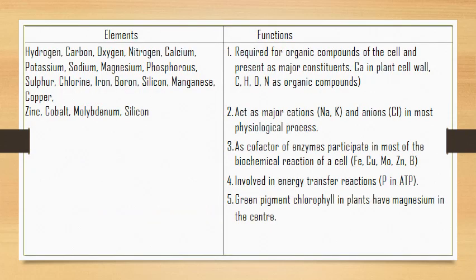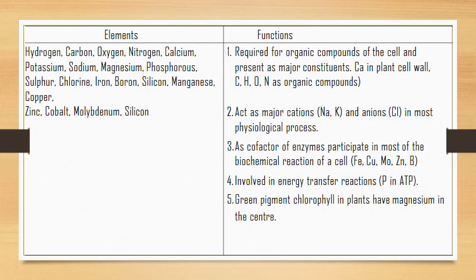Elements: hydrogen, carbon, oxygen, nitrogen, calcium, potassium, sodium, magnesium, phosphorus, sulfur, chlorine, iron, boron, silicon, manganese, copper, zinc. These all are elements. Function: required for organic compounds of the cell and present as major constituents. Calcium is in the plant cell wall. CHON, carbon, hydrogen, oxygen, nitrogen, as organic compounds. Sodium and potassium act as major cations and chlorine as anion in most physiological processes.